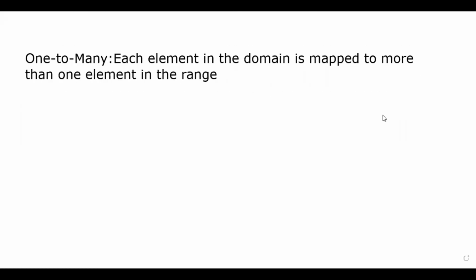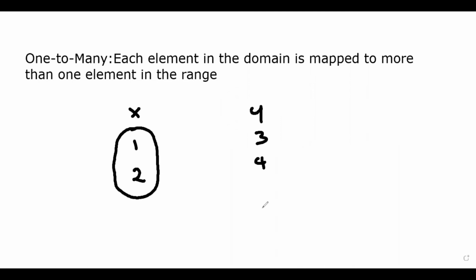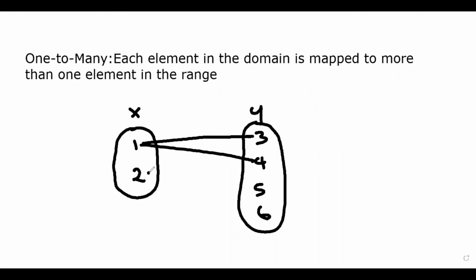The second one we have here is one-to-many. So each element in the domain is mapped to more than one element in the range. For example, let's say we have x, which is 1 and 2, and y, which is 3, 4, 5, and 6. So each element in the domain, for example this one here, is mapped to more than one element in the range. So 1 goes to 3 and 4, and let's say 2 goes to 5 and 6. So that's one thing going to more than one thing. So one-to-many.